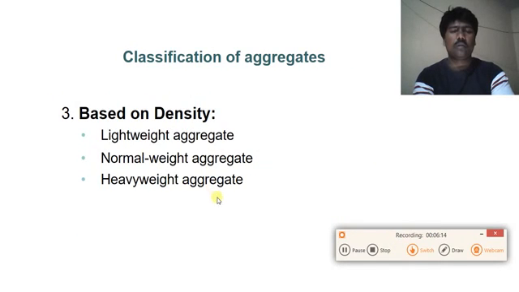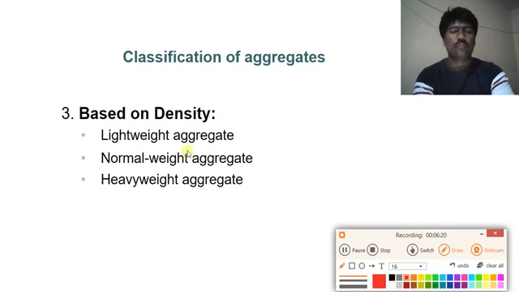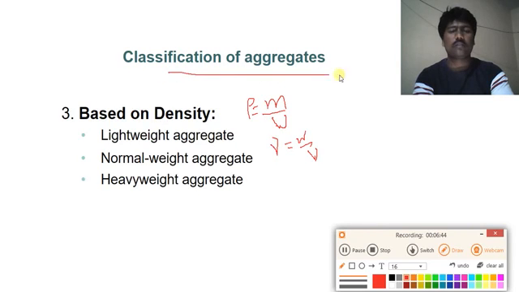And the third classification of aggregate is based on density. So you know the density? Density is nothing but mass by volume. So there is the unit weight of a material, which is denoted with gamma, that is weight by volume. Here the classification of aggregates is based on their density. We will test the aggregate and find out the unit weight of an aggregate. That we will see in video lecture 2 of unit 2.